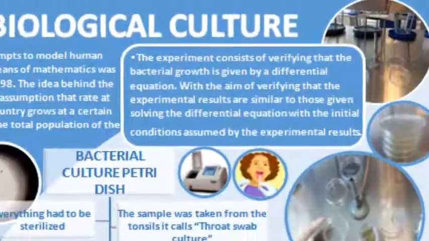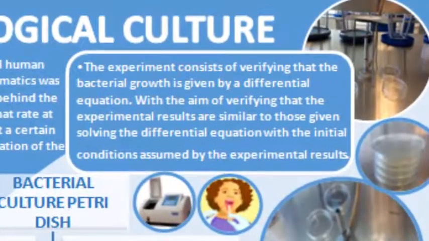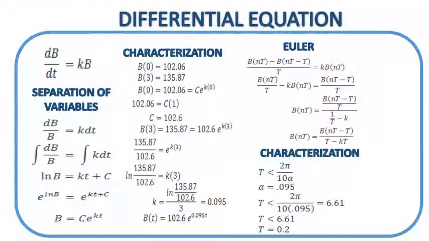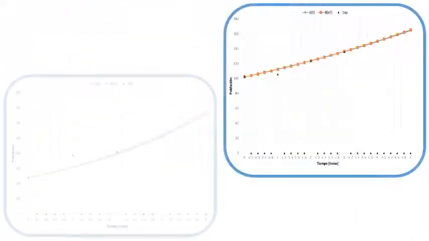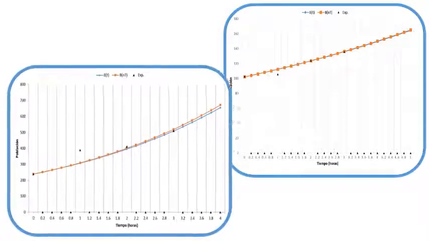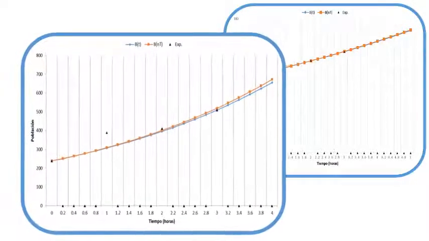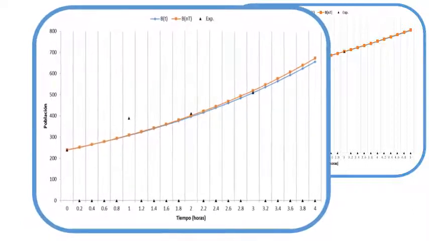The experiment consists of verifying that the bacterial growth is given by a differential equation, with the aim of verifying that the experimental results are similar to those given by solving the differential equation with the initial conditions assumed by the experimental results.